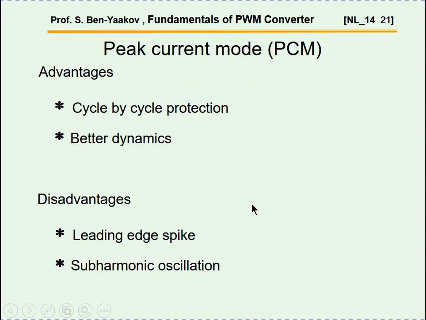So let me summarize what are the advantages and disadvantages of the peak current mode. We have a cycle-by-cycle protection. We have better dynamics because the system is actually, due to the inner loop, becoming a first-order system. And then we have a problem of a leading-edge spike, which we have to filter out or blank out, as I've shown. And then we have the problem of subharmonic oscillation, which, of course, if we keep the duty cycle below 0.5 is no problem, and above that we do have to add this slope compensation.